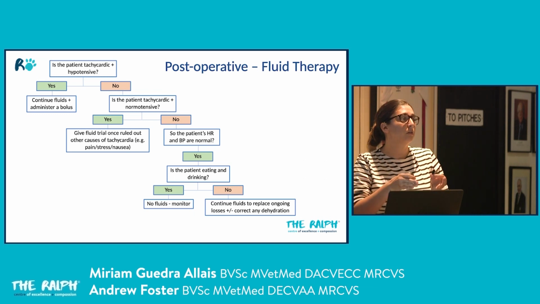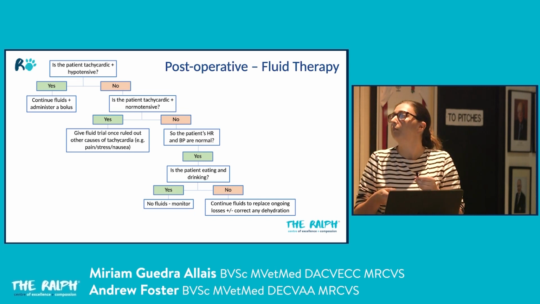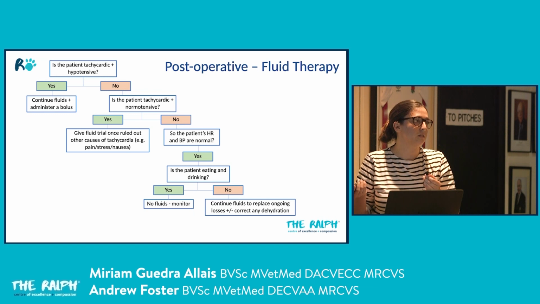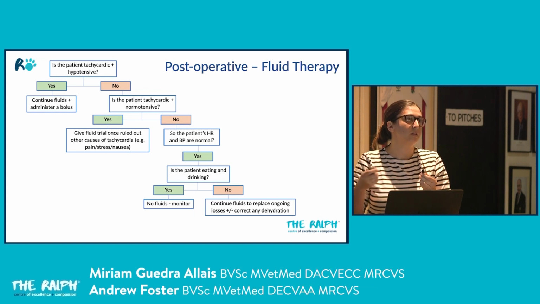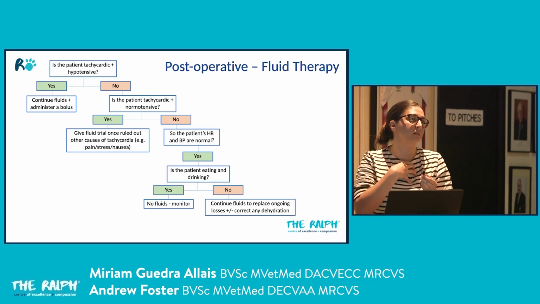Remember, younger dogs need a higher fluid rate. Puppies and very young dogs sometimes need up to 8 ml per kilo per hour. That's a normal rate, but adult dogs should be 2 to 3 ml per kilo per hour. Obviously, make sure your patient doesn't have any underlying cardiac disease. It could be normotensive and have a normal heart rate but have underlying cardiac disease. You might have to be a bit more careful with your fluids.